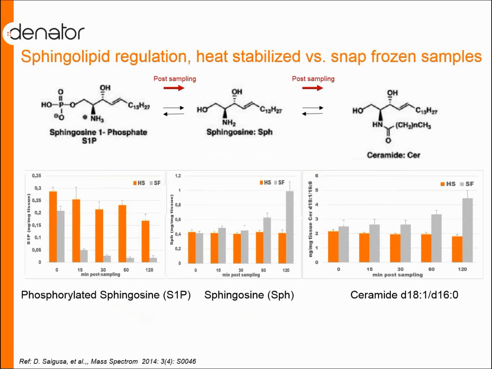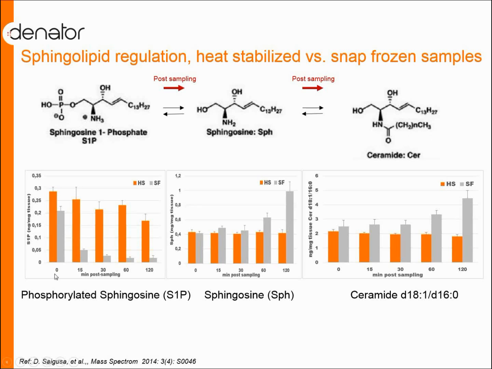A similar story we see with sphingolipids or sphingosine. This is again a small interconnected system of molecules where in the center we have the sphingosine, which can be phosphorylated into sphingosine 1-phosphate by adding this phosphate group here, and it can also be converted into more of a lipid, a ceramide, by adding this long chain down here.